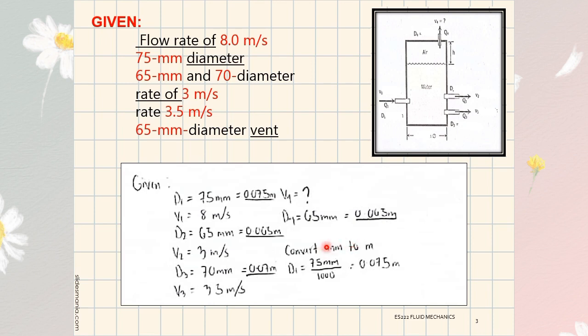Before that, we must convert mm to meters to have uniform units. So D1, or 75 mm over 1000, is equal to 0.075 meter. 65 over 1000 is equal to 0.065 meter. 70 over 1000 is equal to 0.07 meter. And 65 over 1000 is equal to 0.065 meter.